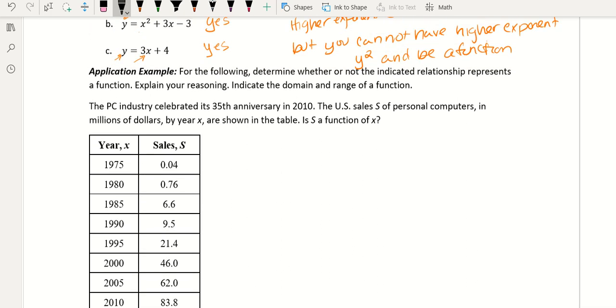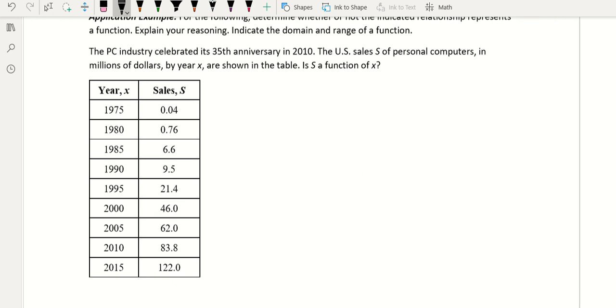All right, got a little bit more time left for this video. So an application example, right? For the following, determine whether or not the relationship represents a function, explain your reasoning, and indicate the domain and range of the function. Okay, the PC industry celebrated its 35th anniversary in 2010. The U.S. sales of personal computers in millions of dollars by year X are shown in the table. Is S a function of X? So if I look at this, in 1975, there was 0.04, 1980, 1985, 95, 2000, 2005, 2010, 2015.